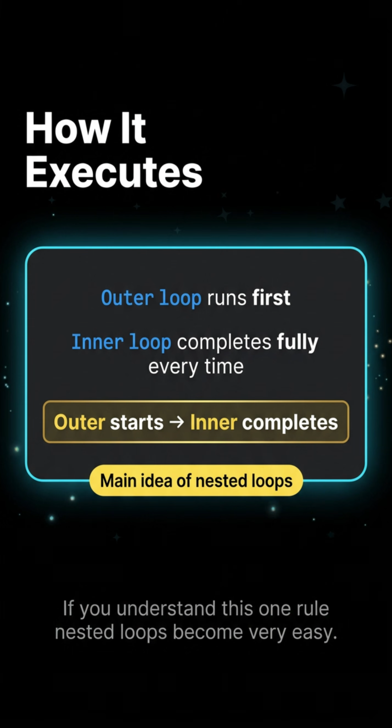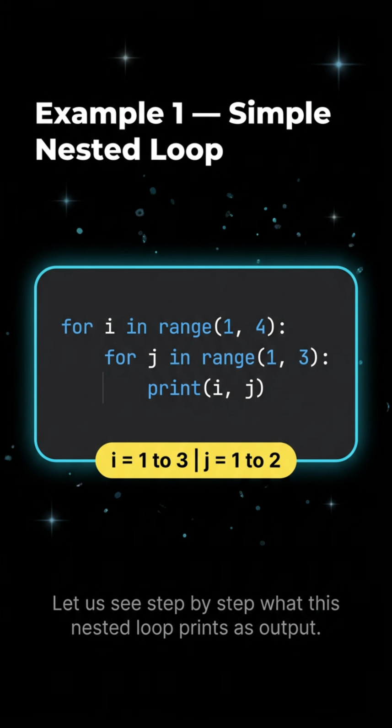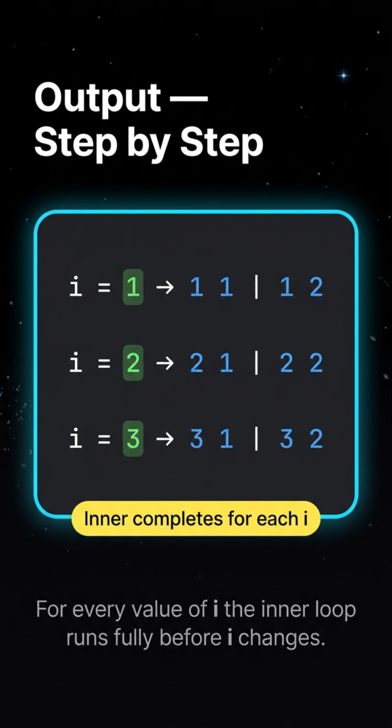Let's understand with a simple example. We have i going from 1 to 3, and j going from 1 to 2. When i equals 1, the inner loop runs fully and prints 1, 1, and 1, 2. Then i becomes 2. The inner loop runs again and prints 2, 1, and 2, 2. Then i equals 3, and prints 3, 1, and 3, 2. So always remember, the outer loop starts, and the inner loop completes fully every time.